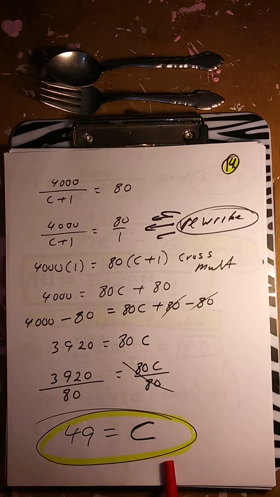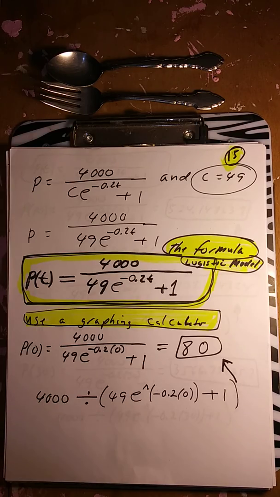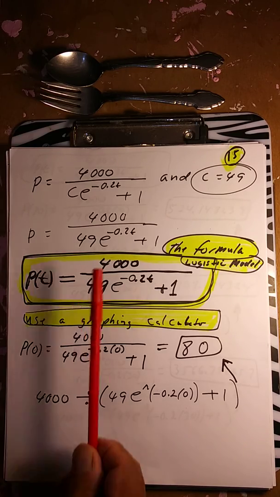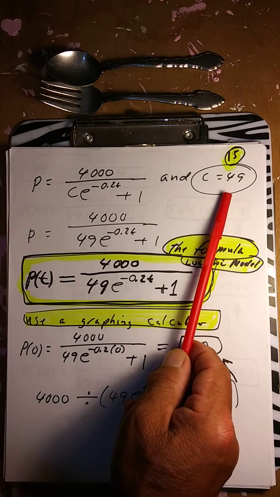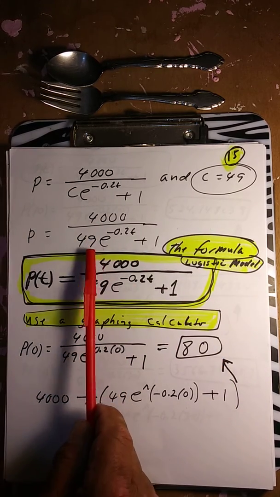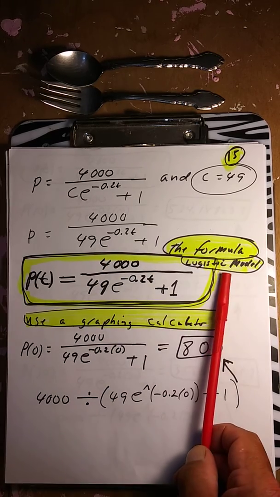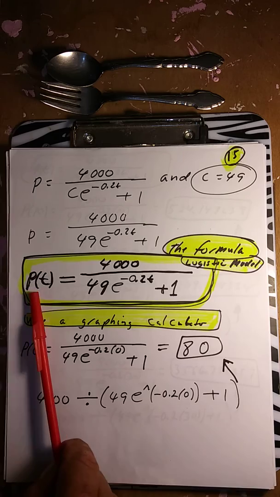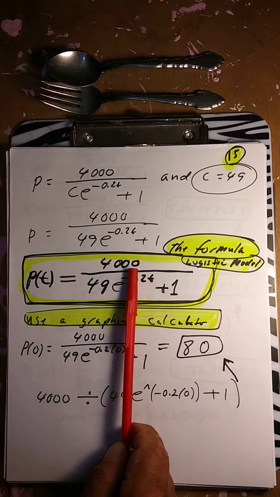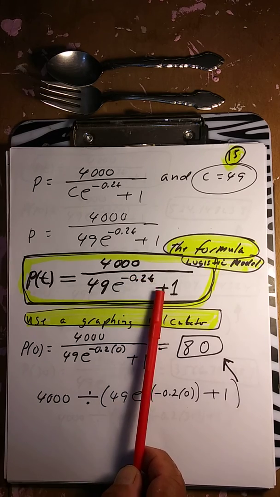So I know what big C is. It's 49. Now, put it back in the formula. This is the formula we had. We know that C is 49. Substitute in there, 49. So P equals 4,000 over 49 e to the negative 0.2t plus 1. The formula, the logistic model, is going to be P of t equals 4,000 over 49 e to the negative 0.2t plus 1.